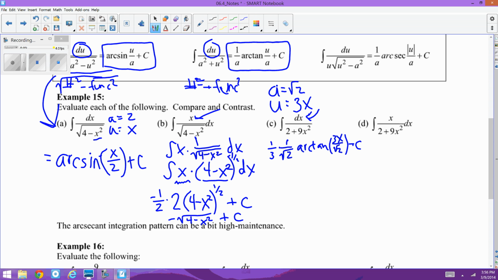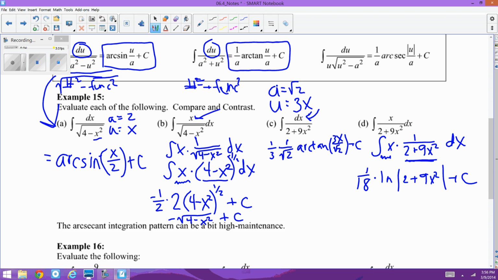Does this part D look like any of those? No, but it does look like something that we can do. If I write it like this, x times 1 over 2 plus 9x squared. Now, I know x is close to the derivative of this. I'm just off by a factor of 18. So I need to correct for that. 1 over 18 times, now I wouldn't use the power rule here because that would be a power of -1. I'd use ln of 2 plus 9x squared plus c.